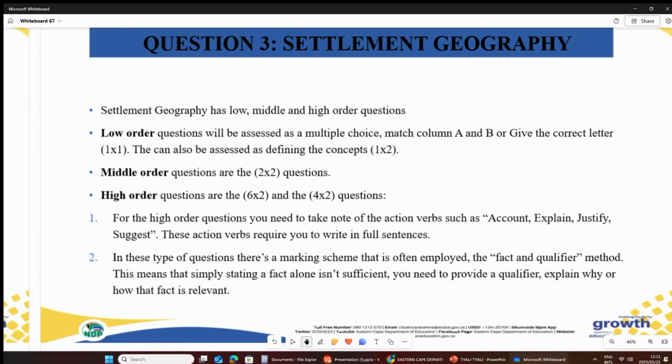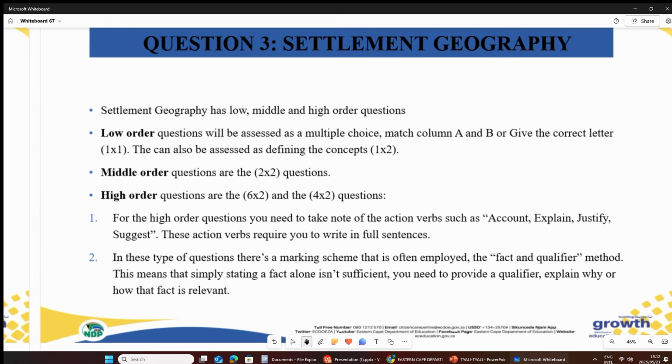You match column A with column B, or maybe you are given a diagram and you are given phrases whereby you have to provide if this phrase is explaining letter B, letter G, letter H, depending on the annotation of the diagram. So the low order questions are going to be your 1 times 1 question as well as your 1 times 2. The 1 times 2 is the definition of concepts.